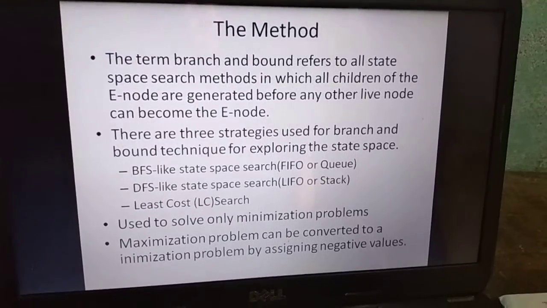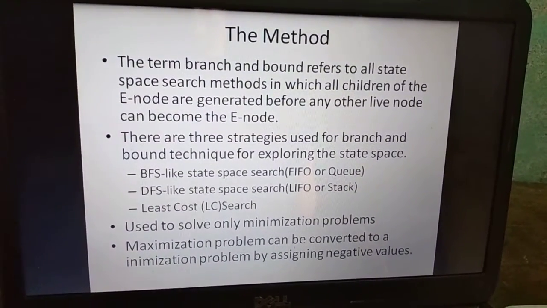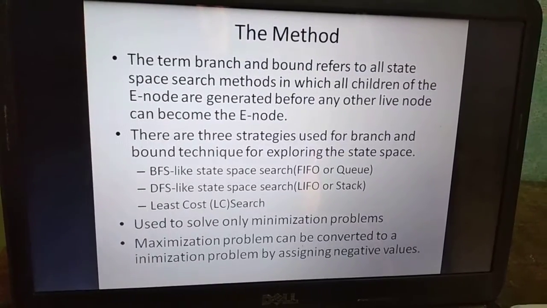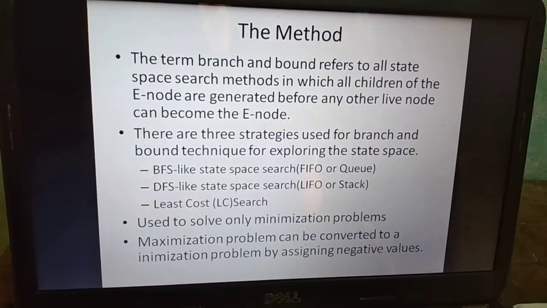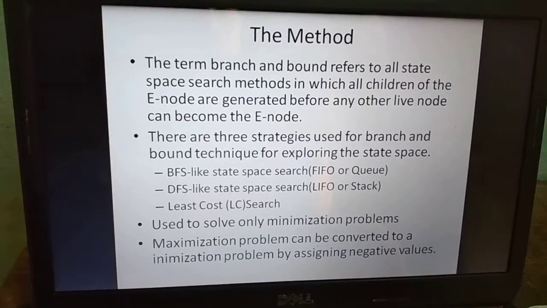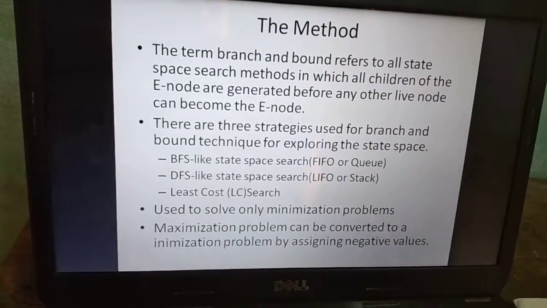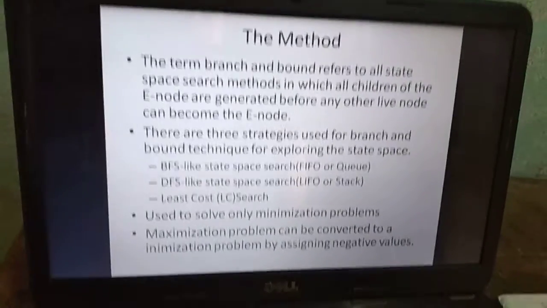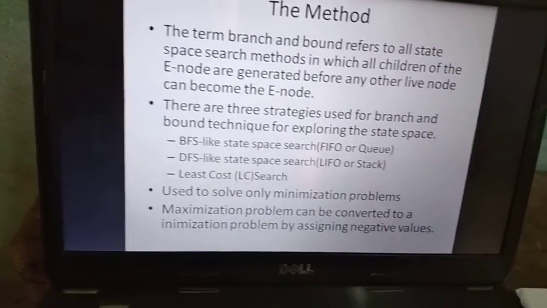The topic is branch and bound. Branch and bound is a state space search technique where a new E-node is generated only after generating all the children nodes for the current E-node. There are three strategies used for exploring the state space using the branch and bound technique.